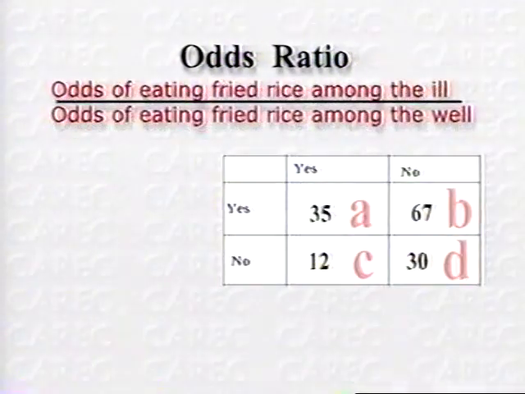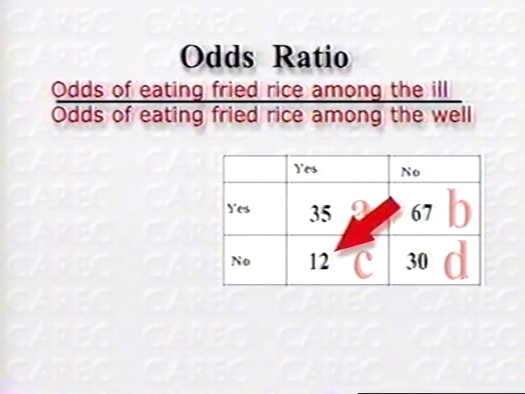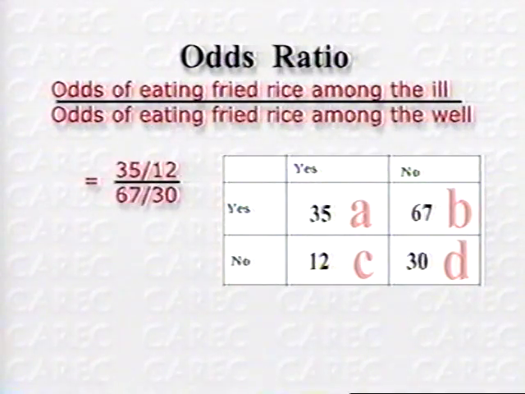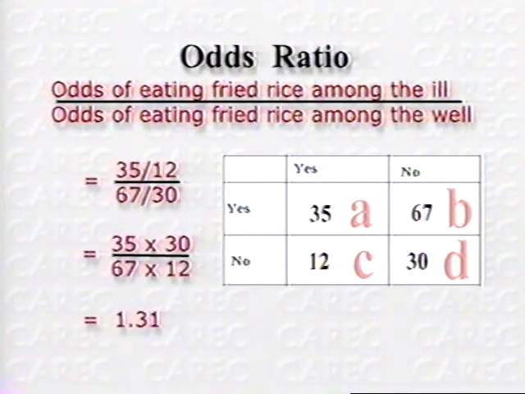Let us use the Kariba fried rice example again. The odds of exposure, which in this example is eating fried rice, amongst those who got ill, is the number of persons who got ill and ate the fried rice, 35, divided by the number who got ill and did not eat the fried rice, 12. The odds of exposure, eating fried rice, amongst those who did not get ill is 67 divided by 30. This works out to be an odds ratio of 1.31.